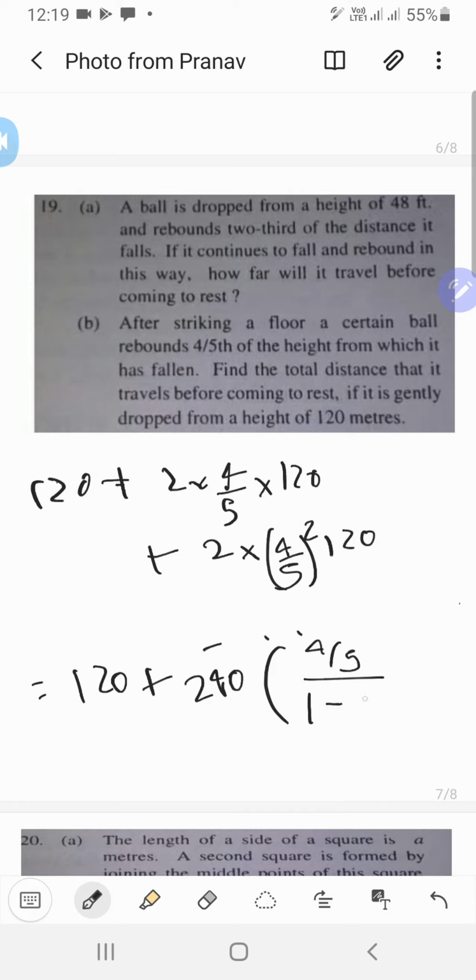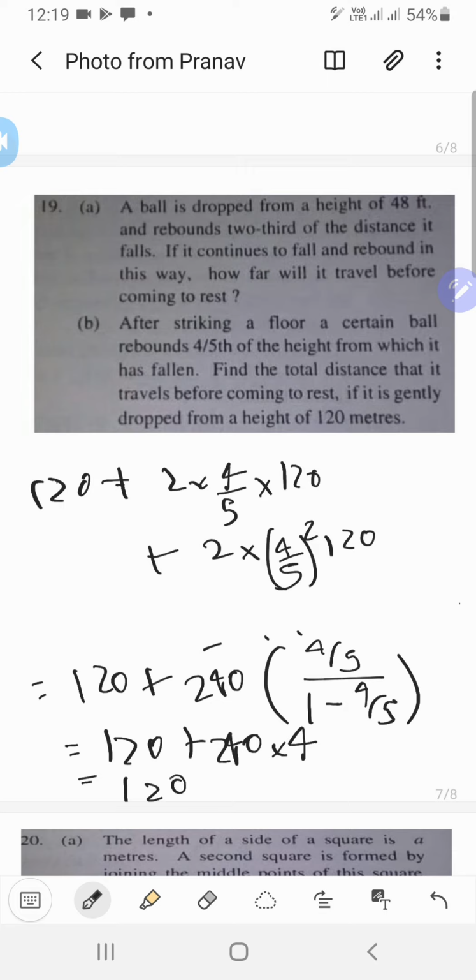So 1 minus 4/5, this is 120 plus 240 into 4/5 upon 1/5, so this is into 4, which is 120 plus 960, which is 1080. That's nice. Okay, so that's going to be the answer, I think so.